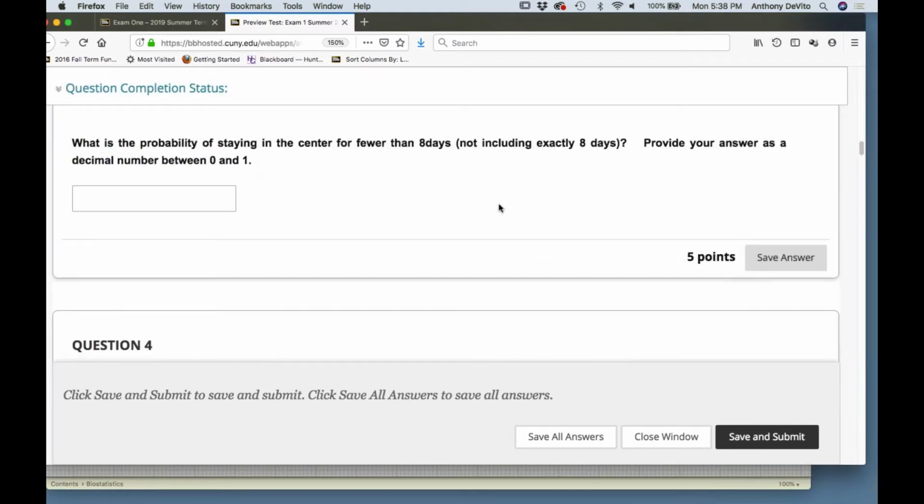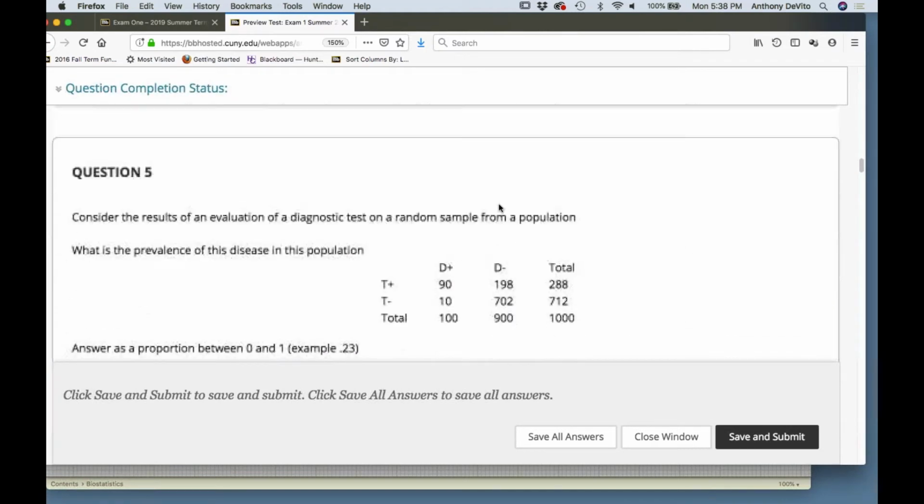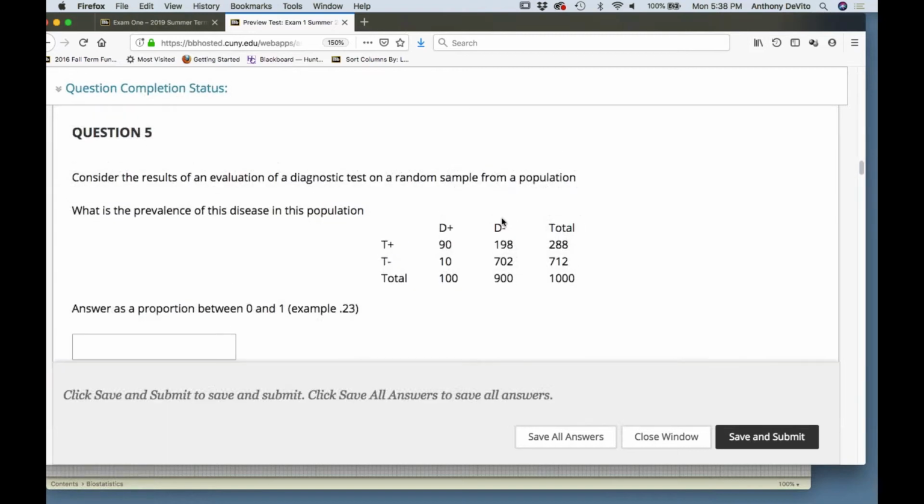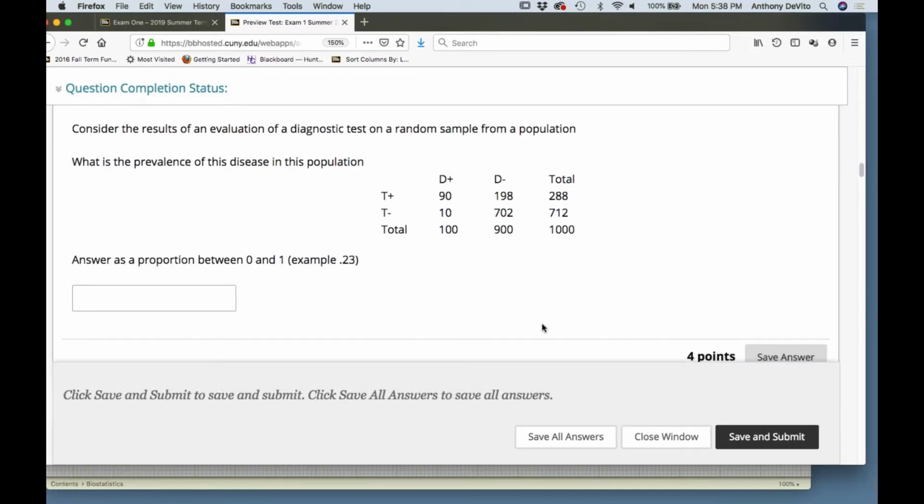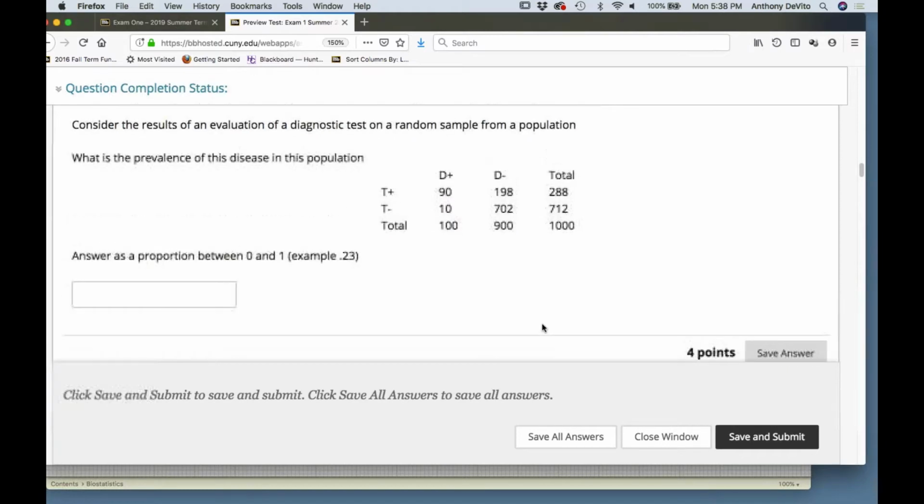Was probably staying in center for fewer than 8 days. Exactly. That's pretty straightforward. Okay, how about the diagnostic tests? Any surprises there? Nope. Okay, let me just go over that quickly.